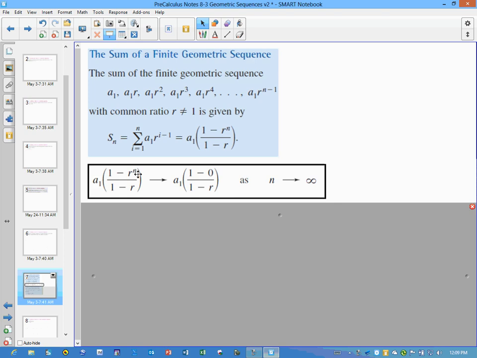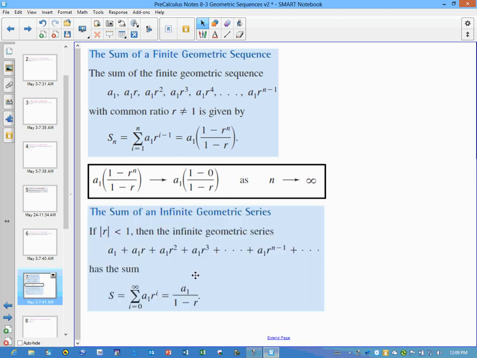So as n gets larger and larger, a higher power of a small number, small meaning less than 1, is going to get smaller and smaller, so it is going to approach 0. So therefore 1 minus 0 is just 1, which means that we can come up with this rule. As long as the magnitude of the common ratio is less than 1, then we can sum up an infinite series going from 0 to infinity of just the first term, a sub 1, times 1, which would be a sub 1 over 1 minus r.